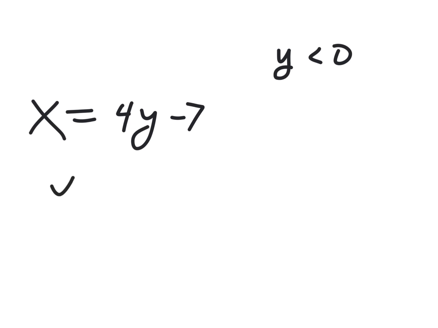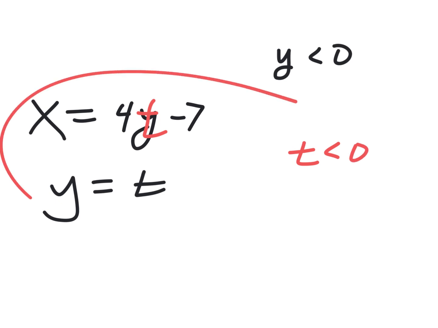Okay, so y equals t. That's all there is to it. Just make this be t. Do I have an x equation? Yep. Do I have a y equation? Yep. And then I have to have a limit. So I just make, well, y is t, so y was less than 0, so t must be less than 0. There you go. That's all there is to it.